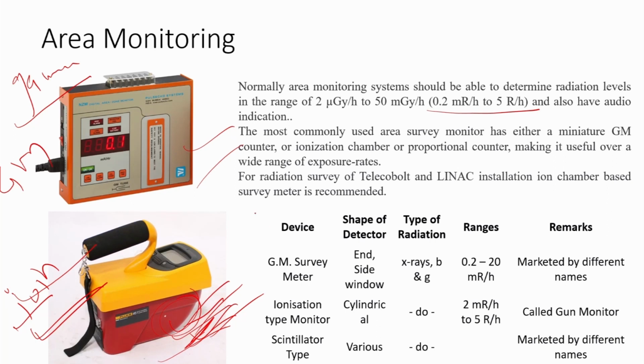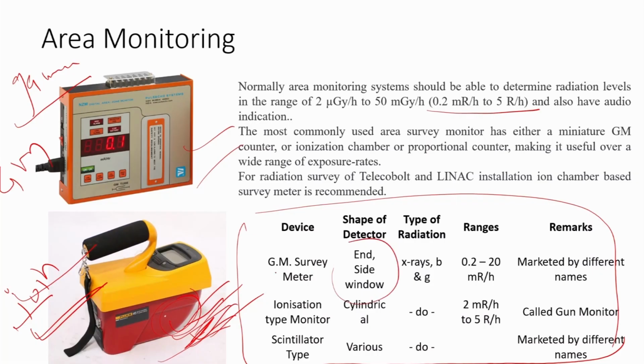Now this is the table showing the different types of detectors and what they measure. The GM counter has an 8-inch side window. The ionization chamber is cylindrical in nature. The scintillator comes in different shapes. What they detect: X-rays, alpha, beta, gamma rays for the GM counter. The ionization chamber also detects X-rays, gamma, beta, alpha rays. The range is 2 to 20 mR per hour. The ionization chamber has the highest range. Sorry, the range is lesser than the GM counter range. Sorry, the highest range, and they are marked by different names.